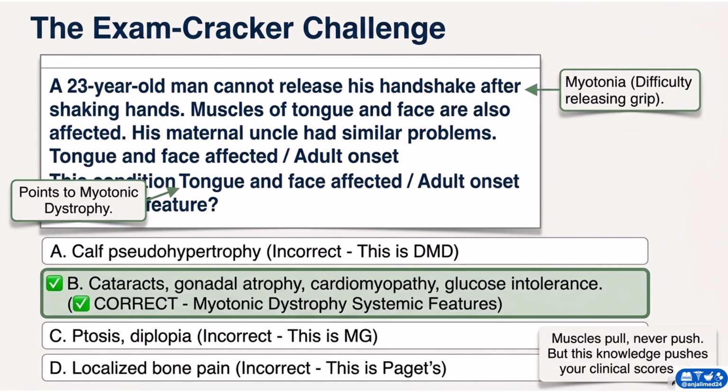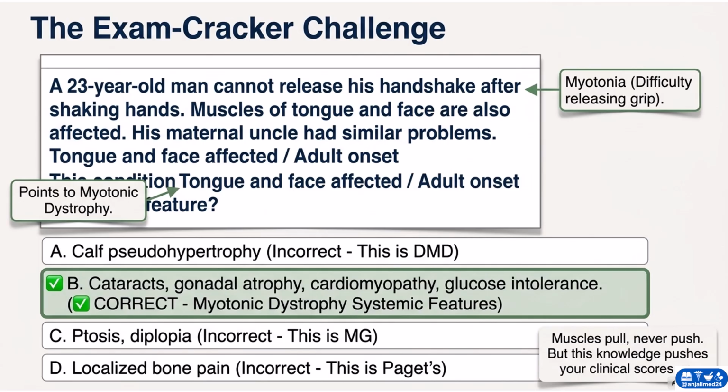Now let's end everything with a high yield clinical MCQ challenge. A 23-year-old man cannot release his handshake properly. This delayed relaxation is called myotonia. He also has involvement of the tongue and the facial muscles with adult onset and a positive family history. These clues strongly point towards myotonic dystrophy. Now the question is, what additional feature is commonly associated with this disease?